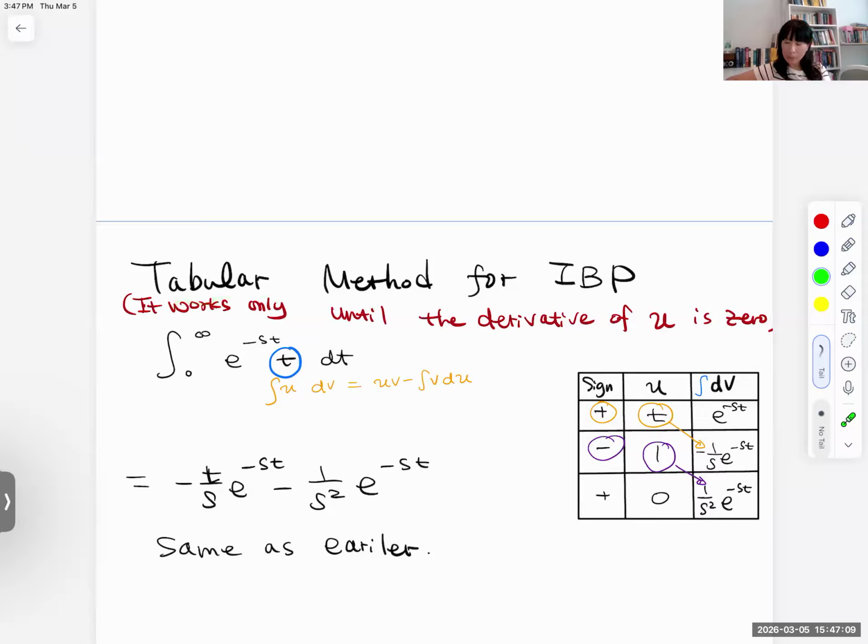The signs will alternate plus, minus, plus, minus, plus, minus. In this case, u equals t. What's the derivative? What do you get? The derivative is 1. What's the next derivative?